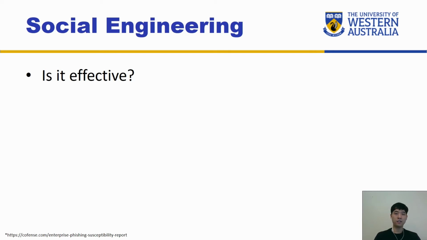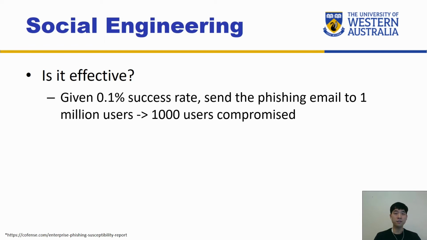Okay. So let me give you a closure of its effectiveness. Given a 0.1% success rate, that's maybe still quite high, right? But nevertheless, if you send these emails to, say, 1 million users, with that success rate, you can still compromise 1,000 users, right? So even if you reduce these percentages, the amount of spam mail you send really dictates how successful it can be, okay?